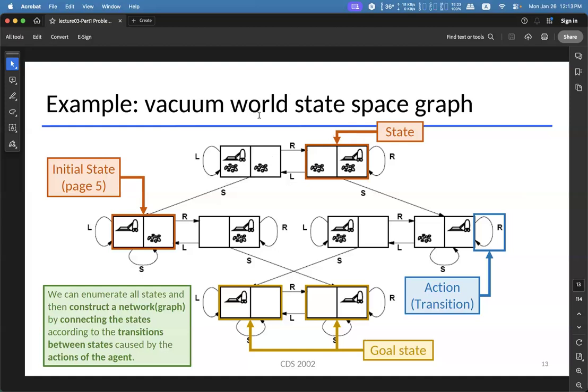The left environment here, okay, I'm lost.